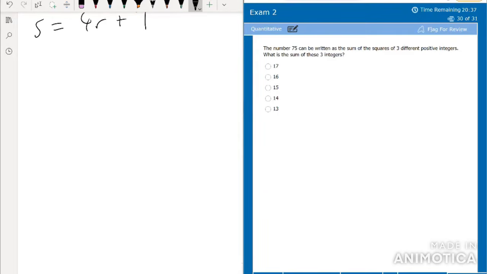The sum of the squares of 3 different positive integers is 75. What is the sum of these 3 integers? Okay, let's just figure it out. Just by eyeballing it, I guess 7 squared is 49, plus 5 squared is 25, so that's 74, plus 1 squared, 75. Does that work? Yep. So 7 plus 5 plus 1, that's 13. Done.